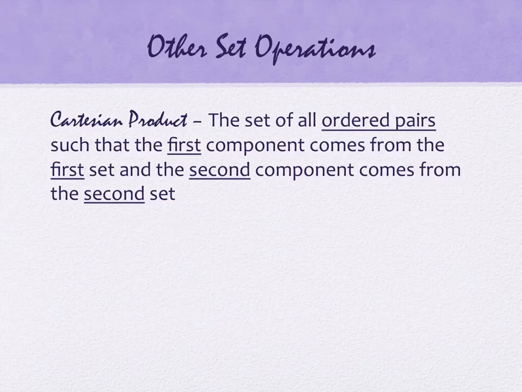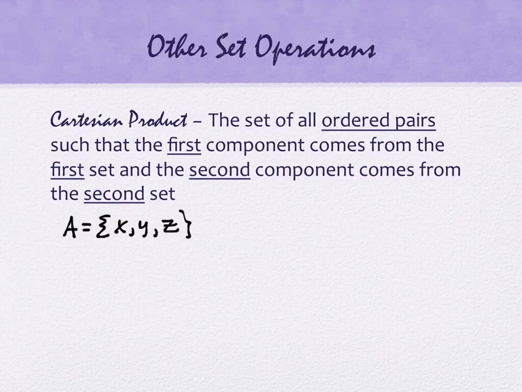And then we're going to do an example with A, where A is X, Y, and Z. And set B is 1, 2. Okay. A is X, Y, Z, and B is the numbers 1 and 2. It's just a collection of objects.